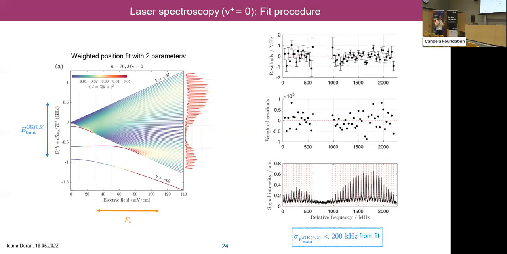So we do now this weighted position fit, and we have two parameters which we can vary. So these are the binding energy of the initial state, and you can imagine that the effect of this is to shift the calculated spectrum up and down. And then we have a stray electric field which we fit, which just shifts the calculation left and right until it matches the experiment. So on the right-hand side, I show you some results where the residuals are less than 1 megahertz, and we see no obvious trends in the weighted residuals. So then this procedure is validated, giving an uncertainty of the binding energy for these GK states of less than 200 kilohertz from this fit.